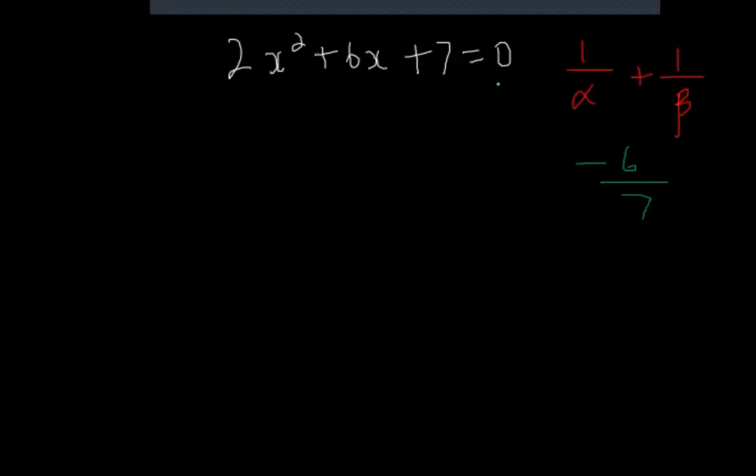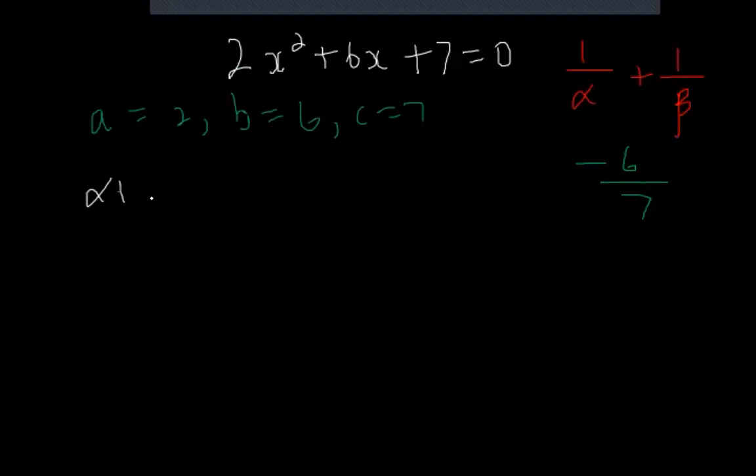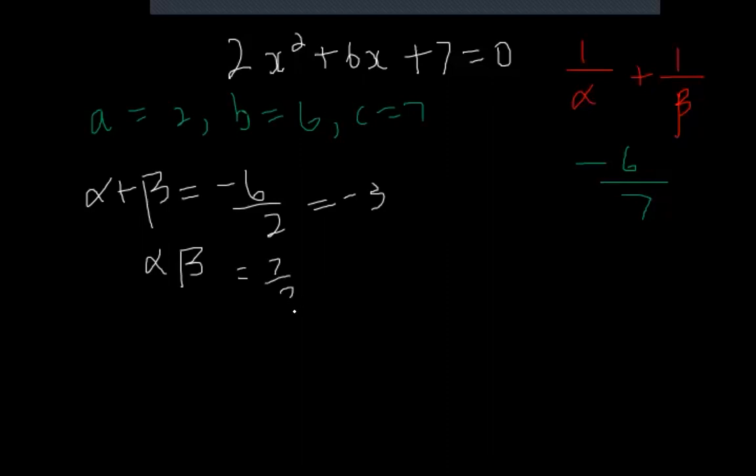Step 1, make sure it's equal to 0. It is already equal to 0. Step 2, identify A, B, C. A is 2, B is 6, C is 7. Step 3, find alpha plus beta and alpha beta. Alpha plus beta is minus 6 over 2, and alpha beta is equal to 7 over 2.